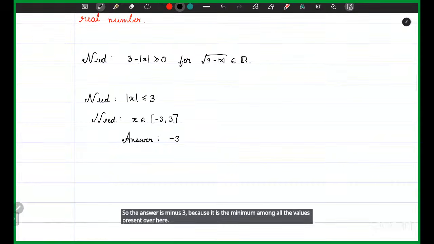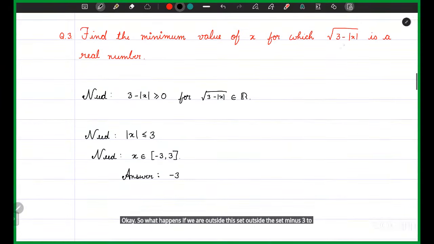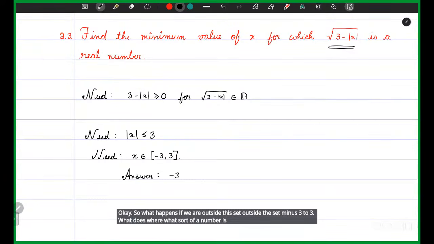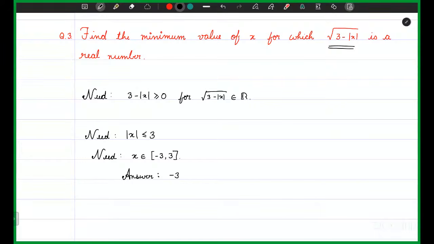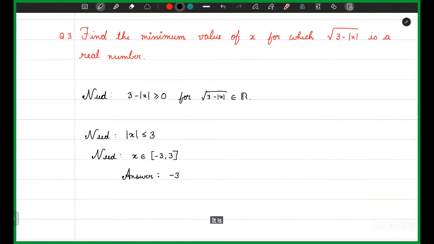Okay. So what happens if we are outside this set? Outside this set, minus 3 to 3, what sort of a number is this called? Can anyone recall? Complex number. What did you say? If you are not in the interval minus 3 to 3, then this expression would still give you a number which belongs to a different class. Do you know what that class of numbers is called? We will have an iota there.